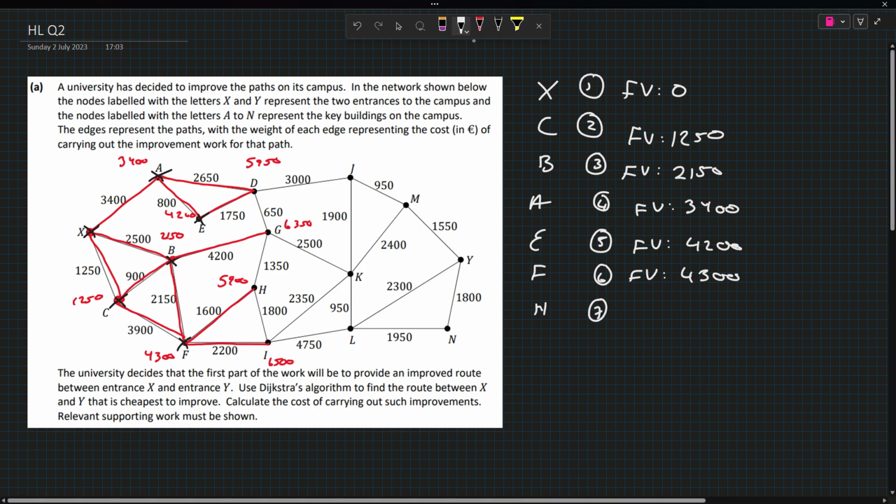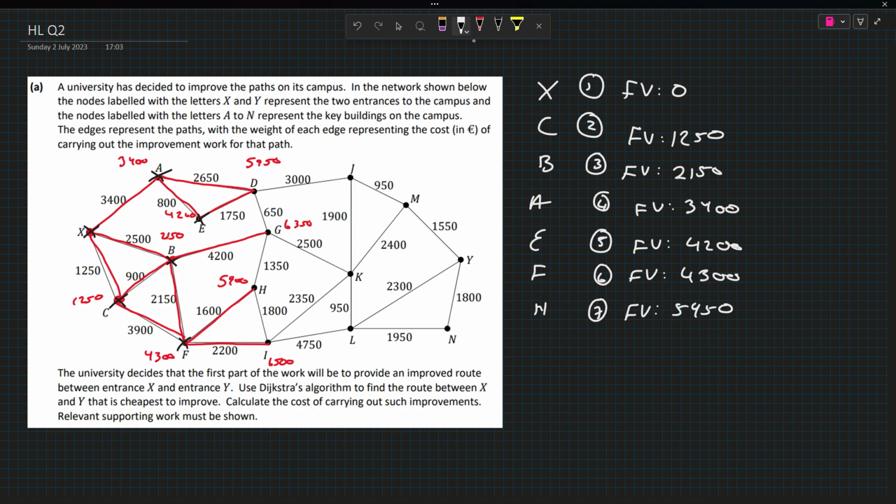Priority 7. Final value of 5950. No, why am I saying 5950? It's 5900. There's no 50 there. So 5,900. Don't know why I thought 5,950.